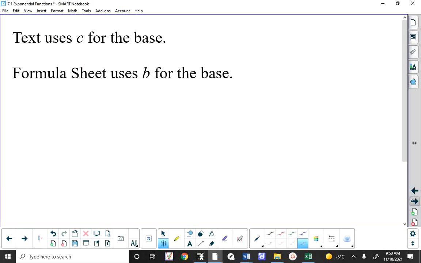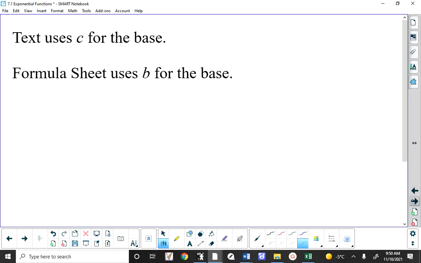Now we got a problem here. I wish everybody would have a big meeting and make a decision. The text uses C for the base, but the formula sheet uses B for the base. And I understand why the textbook uses C. It's because when we do transformations, there is a parameter labeled C, isn't there?